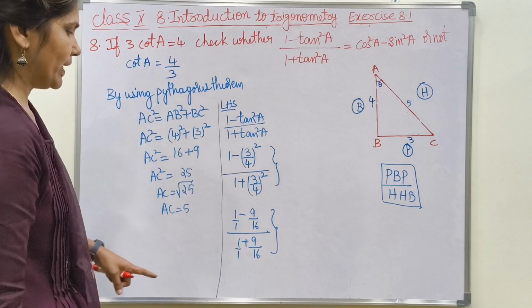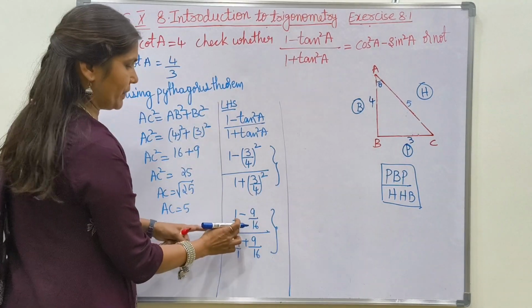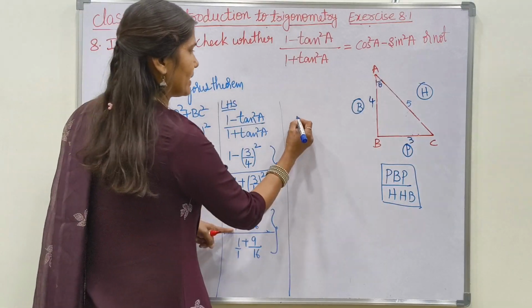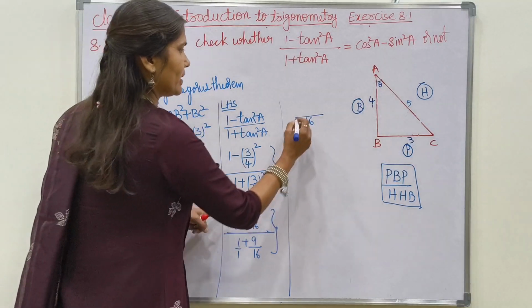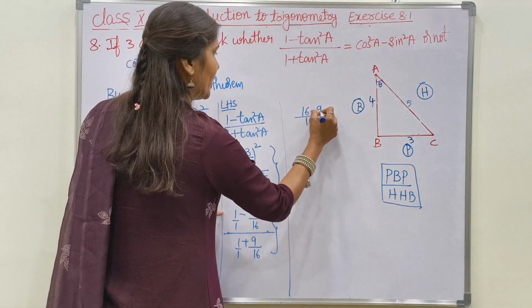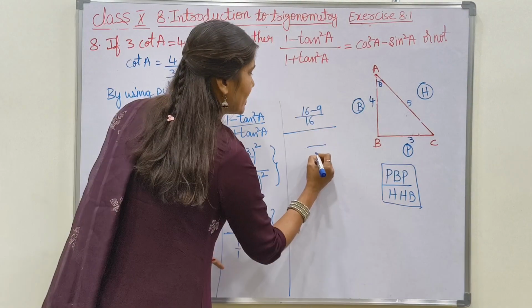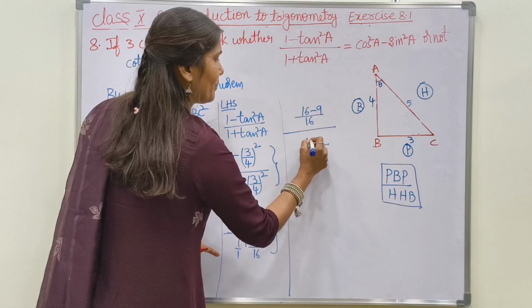Now we will take the LCM. Here I will do carefully. 1 and 16, the LCM is 16. This is the main divider, don't confuse. Here you will get 16 minus 9. Here also the LCM is 16, and you will get 16 plus 9.